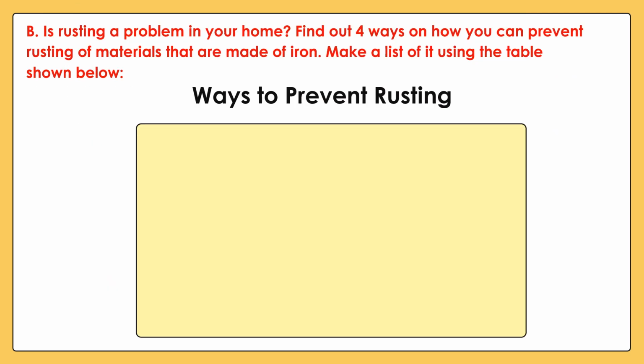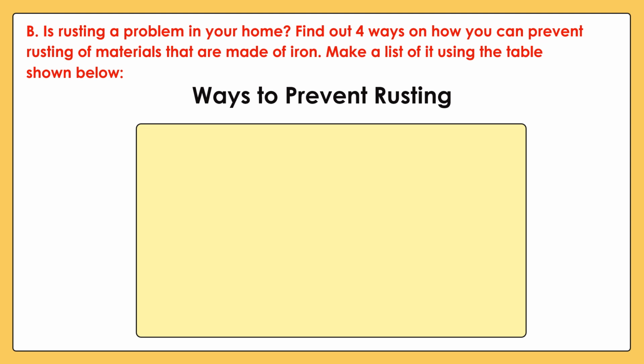Next activity is rusting, a problem in your home. Find out 4 ways on how you can prevent rusting of materials that are made of iron. Make a list of it using the table shown below.